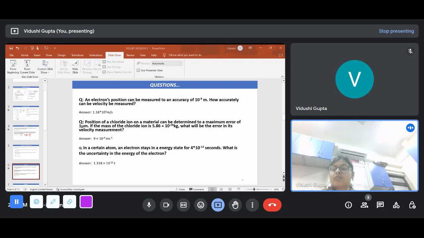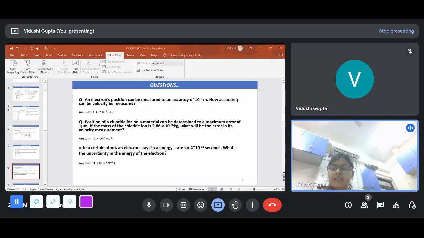Now moving to the next question. The uncertainty in position of a ball is given, which is traveling at a speed of 20 meters a second. Mass of the ball is 0.5 kg. Calculate the uncertainty in its momentum. So I'm giving 2 minutes time. Just calculate it.